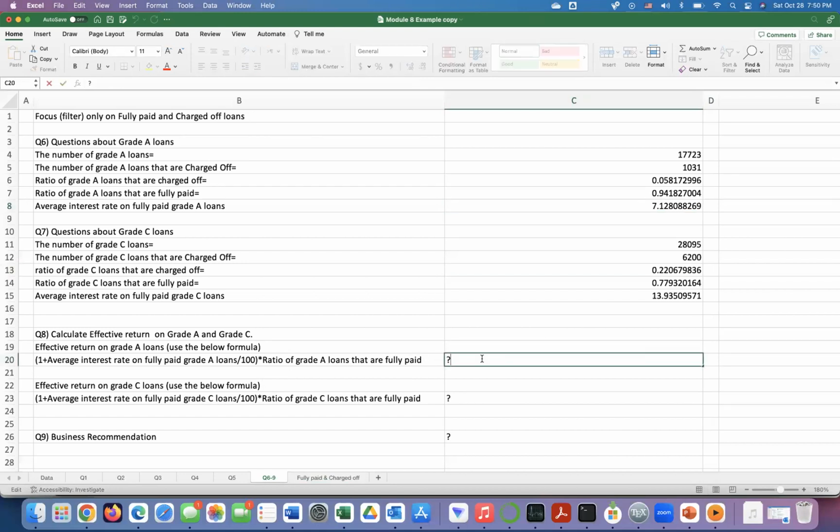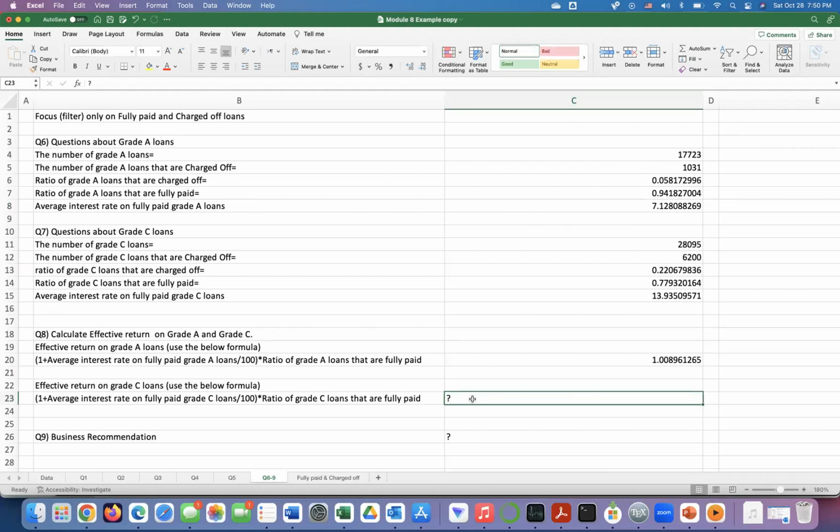So what we are doing is this. Equals 1 plus this guy, because its interest rate is in percentage, I gotta divide it by 100, yes? Then multiply it by what percentage of them are fully paid, the ratio of grade A loans that are fully paid, yes? 94% of them are fully paid, so times this. So it's 1.008. So the bank makes a profit over them.